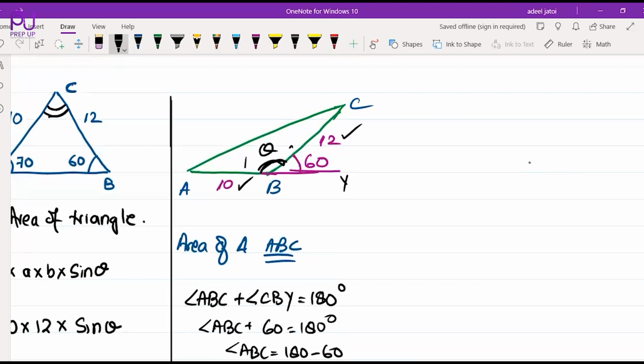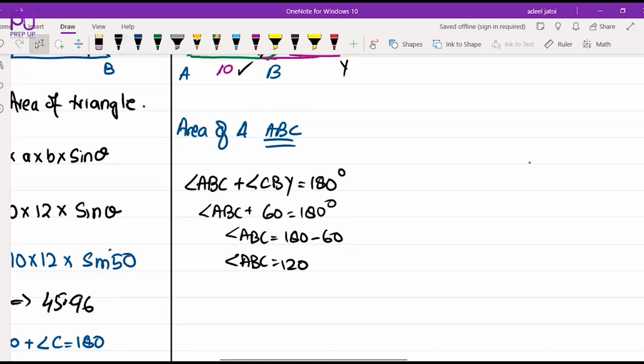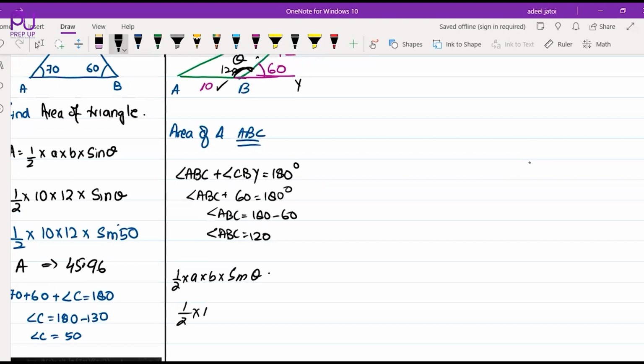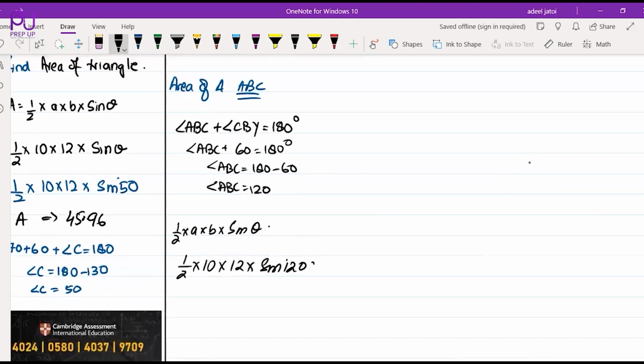Now we know that the angle at B is 120. Similarly, half into A into B into sine theta can be used. The formula becomes half into 10 into 12 into sine 120. So the answer to this particular question will be 51.96. So the area for this is 51.96.